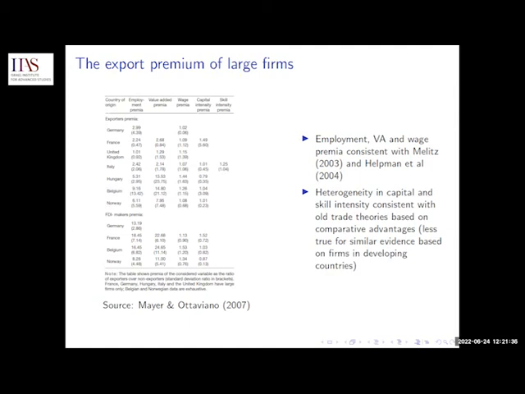You can also augment the Melitz model with some elements of comparative advantage, and then you're also going to explain this premium in terms of capital intensity and skill intensity, at least for developed countries that we think of as having a comparative advantage in capital intensive or skill intensive goods.